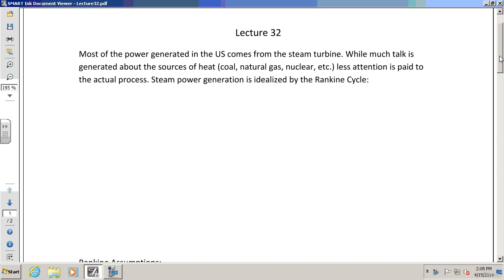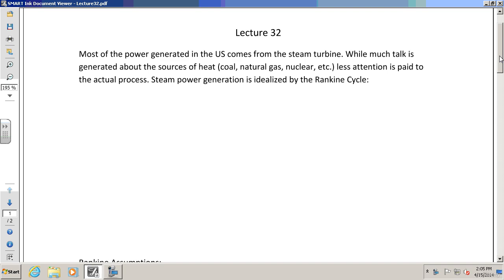Okay, so what I want to do is talk a little bit about how power plants work, essentially. How do steam power plants work? And while a lot of the discussion on power plants, and that's most of our power in this country, comes from the steam turbine generator, okay? Most of the discussion on generation of power comes from, well, where do we get the heat from, basically?